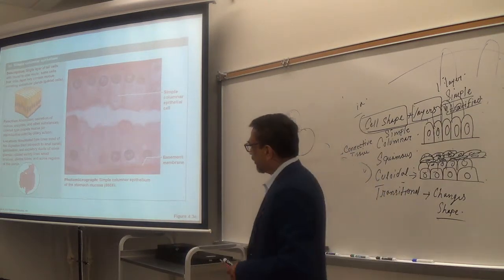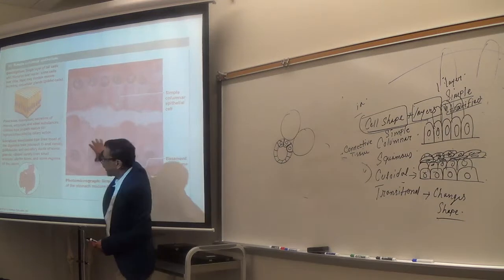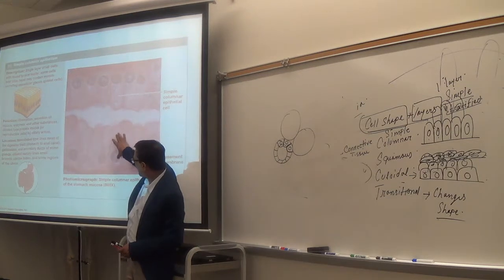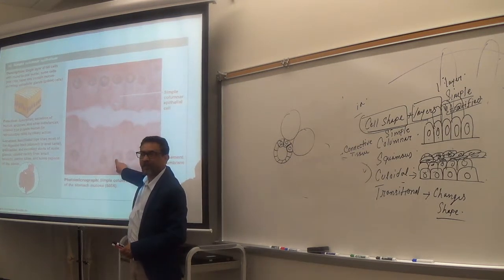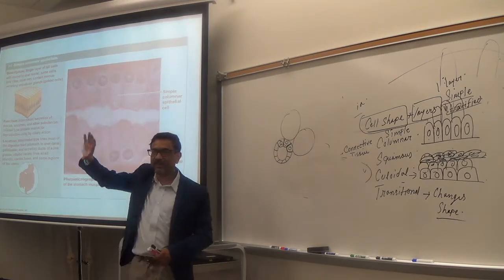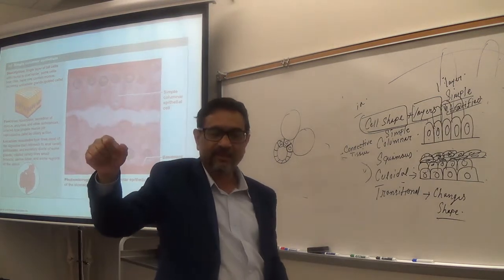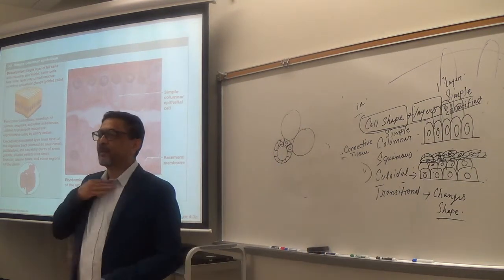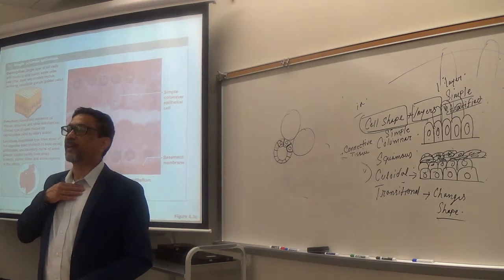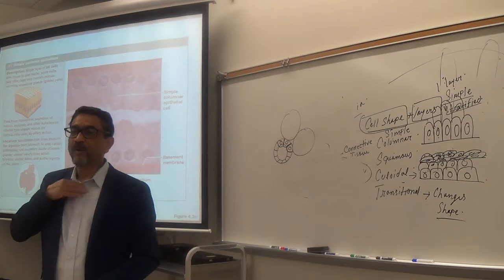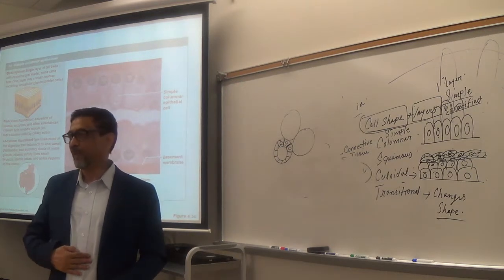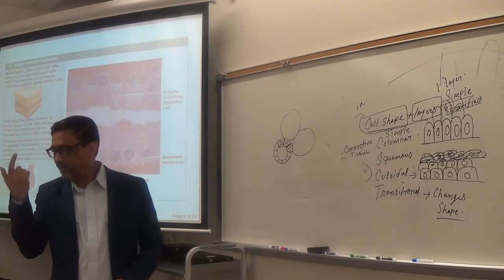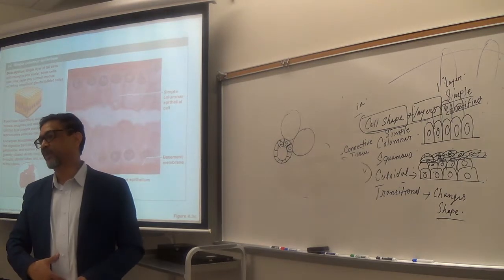Here, if you see, this is a single layer, and these are the cells. What kind of cell is this? Columnar, right? So this is simple columnar. Make sense? Single layer of tall columnar cells. Where will you find the simple columnar? In your gastrointestinal tract, but not everywhere. Where? From stomach and below. Stomach and below. Inner lining of the stomach and the structures below the stomach.